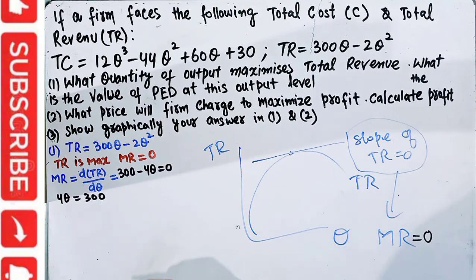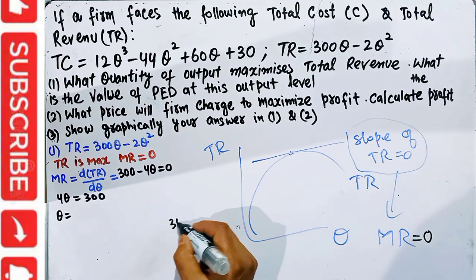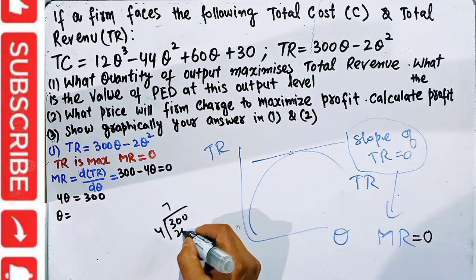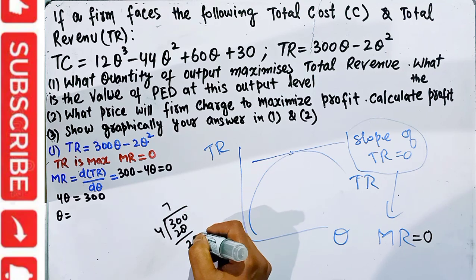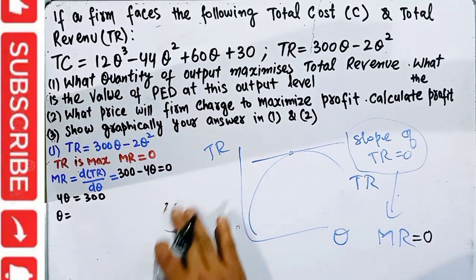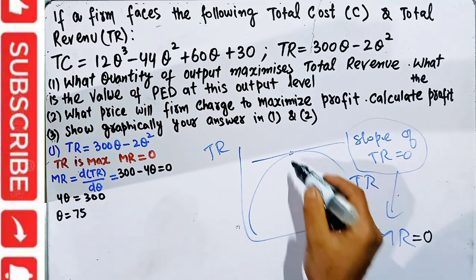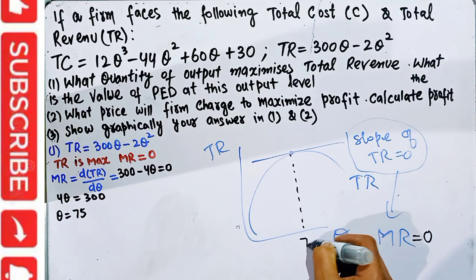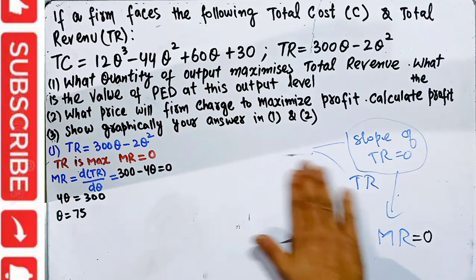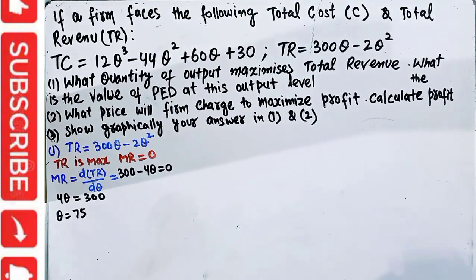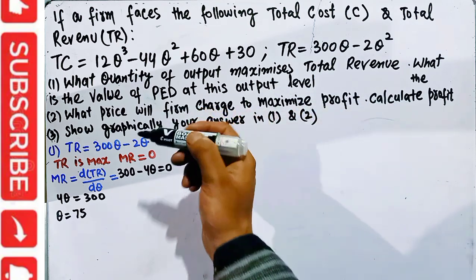Dividing both sides by 4, we get q is equal to 300 upon 4. Well, 4 sevens are 28, so 2 are left, 4 fives are 20, so we get 75 as the revenue maximizing output. So when the output level is 75, total revenue will be maximized. Okay, so we are done with the first part of the first question, that is, to find out the output level where total revenue is maximum.